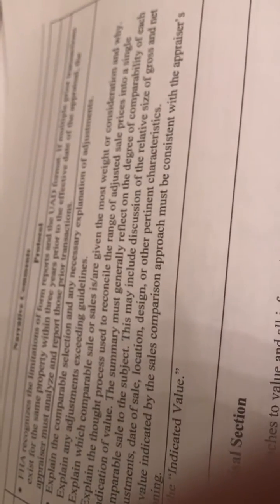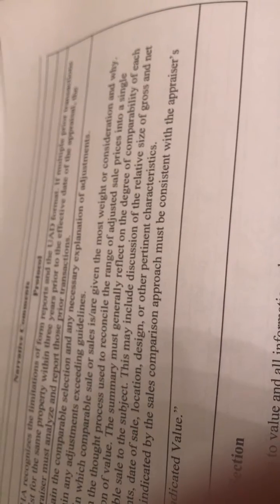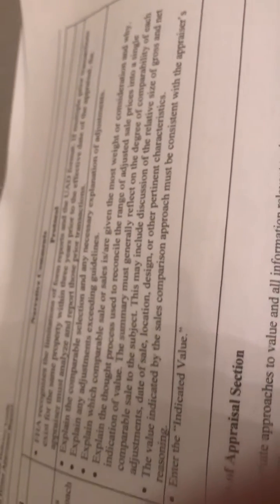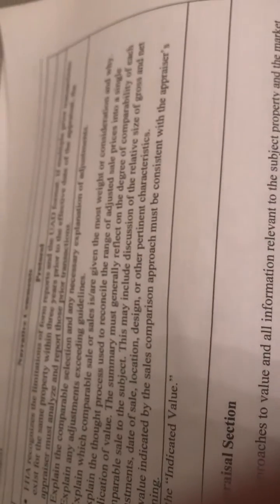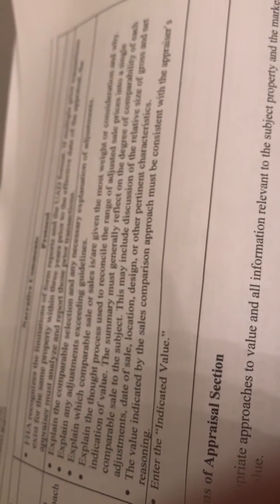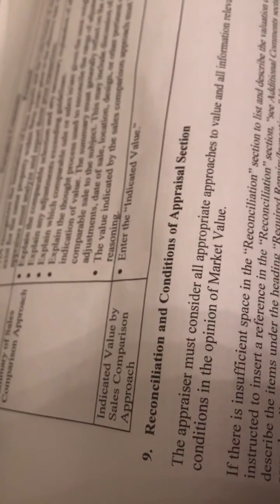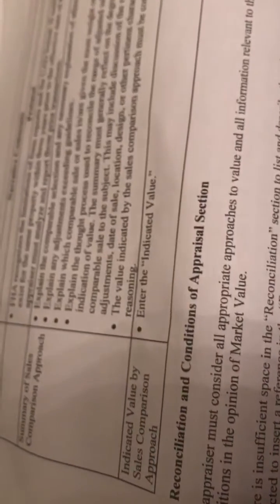The summary must generally reflect on the degree of comparability of each comparable sale to the subject. This may include discussion of the relative size of gross and net adjustments, date of sale, location, design, or other pertinent characteristics. The value indicated by the sales comparison approach must be consistent with the appraiser's reasoning. Field: Indicated value by sales comparison approach. Protocol: Enter the indicated value.